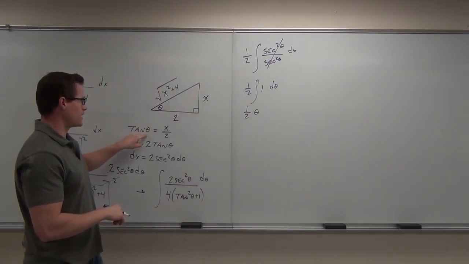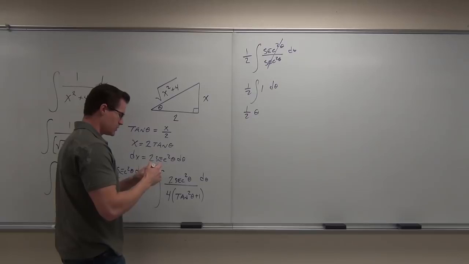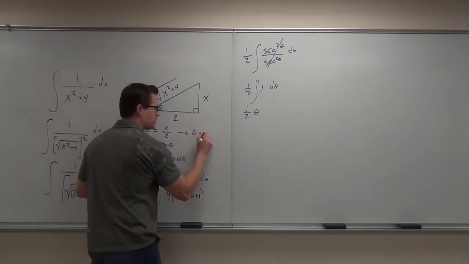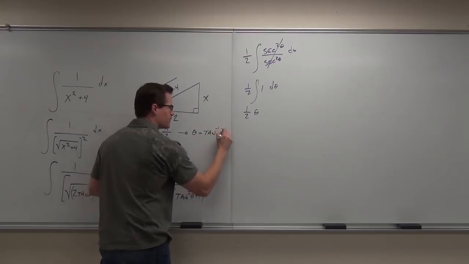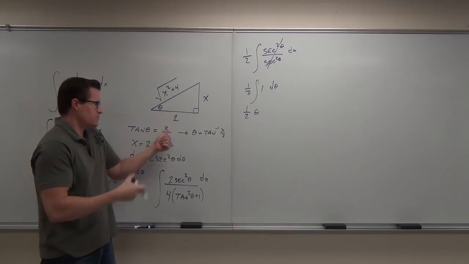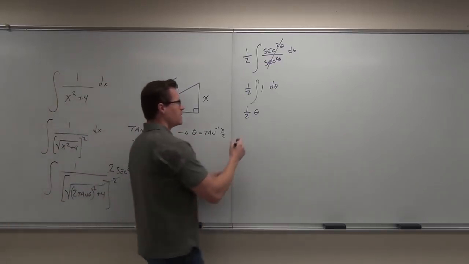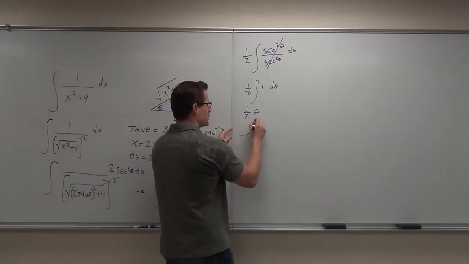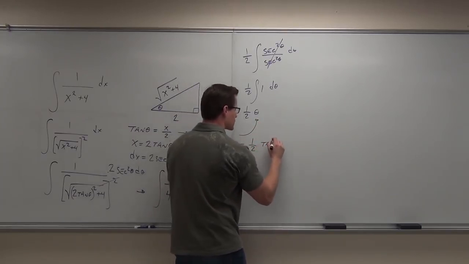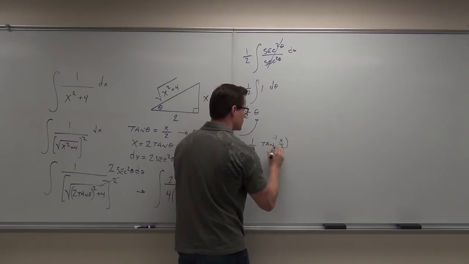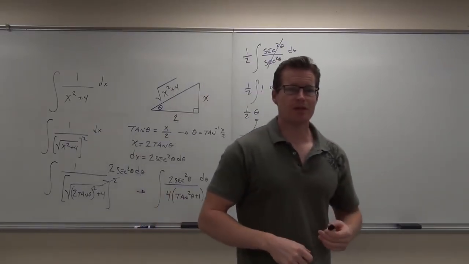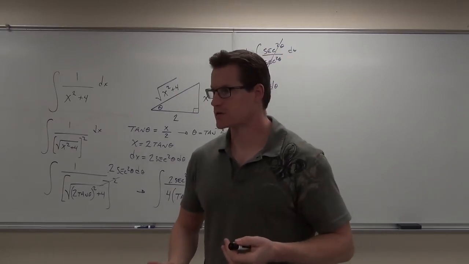If tan theta equals x over 2, this happens if and only if theta equals tan inverse of x over 2. Did you guys buy into that one? Tan theta equals x over 2? Hey, theta equals tan inverse of x over 2. So what we get out of this substitution is that our integral is 1/2 tan inverse x over 2 plus c. This would be the long way of doing things, but it is a way.